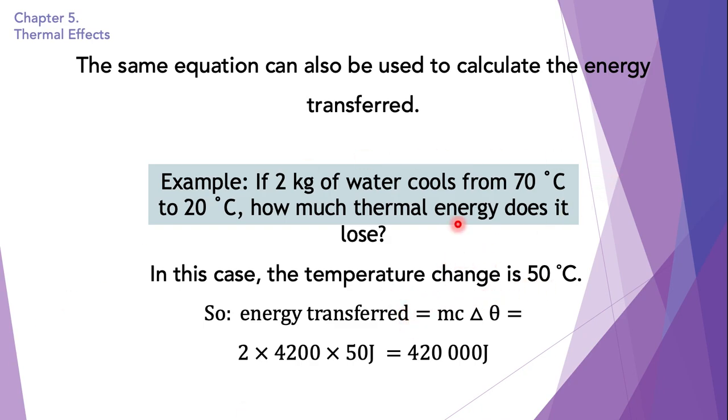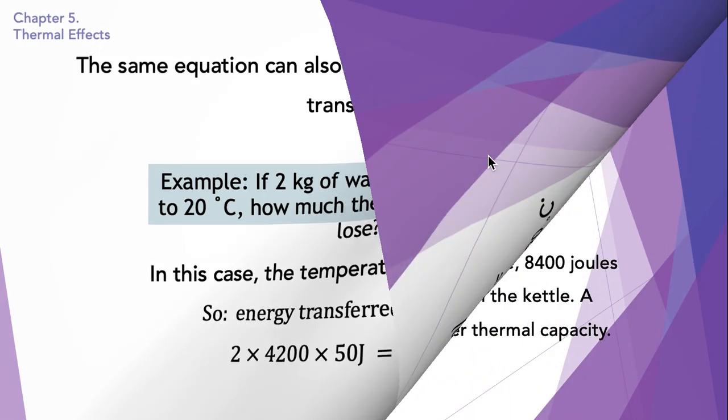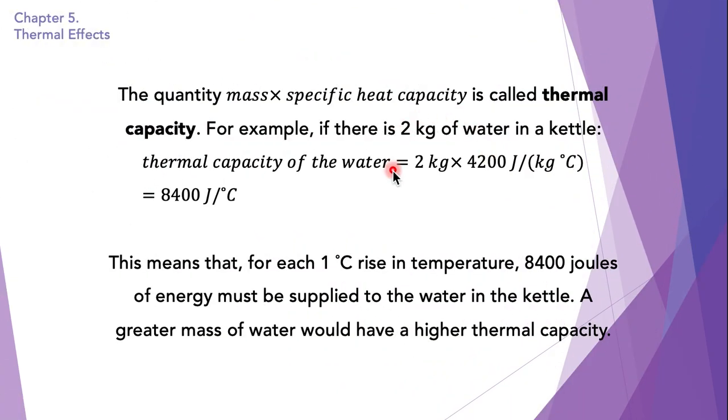It is pretty simple to use this equation. Now that we've understood specific heat capacity and the equation we use to measure it, we're going to understand what thermal capacity is. This is also related to specific heat capacity. The quantity mass times specific heat capacity is called thermal capacity. There is no change in temperature involved. We just multiply specific heat capacity with mass and we get thermal capacity.